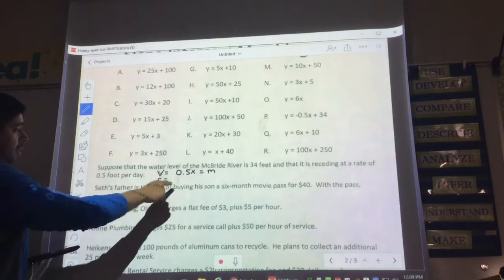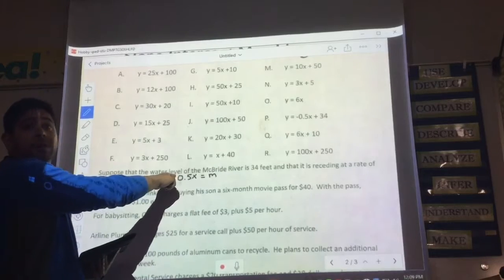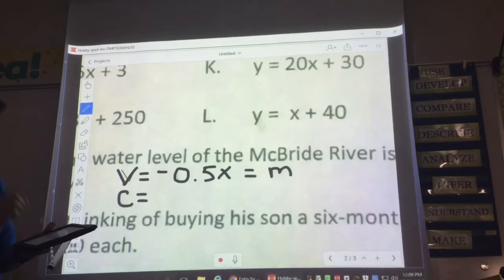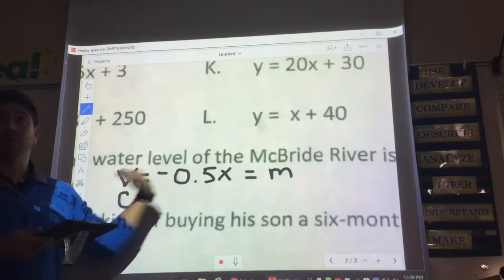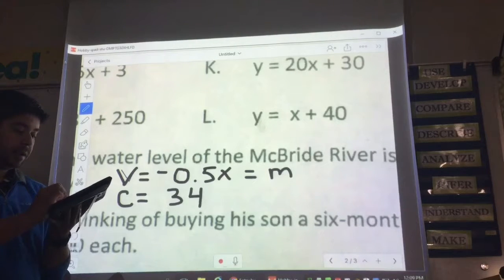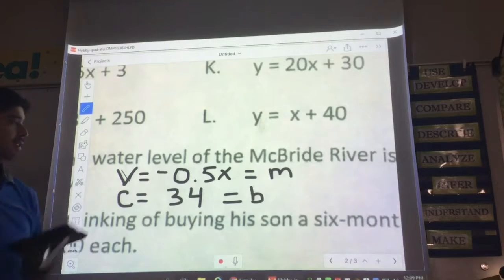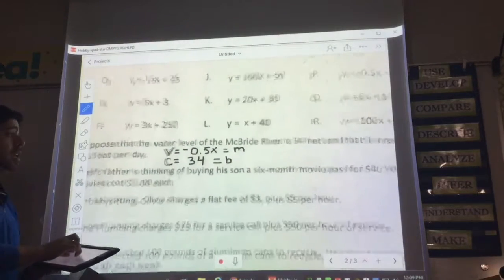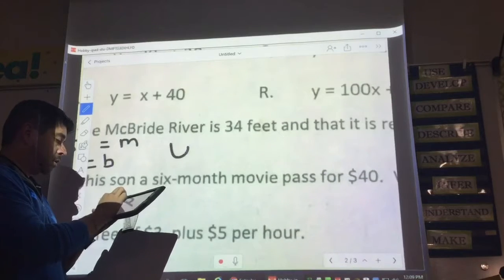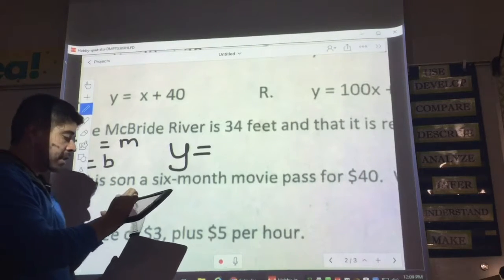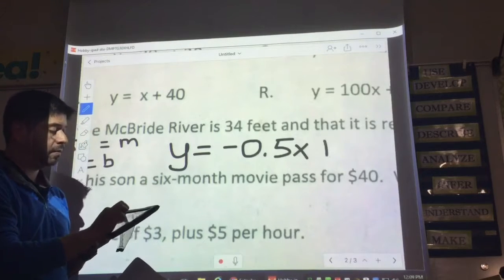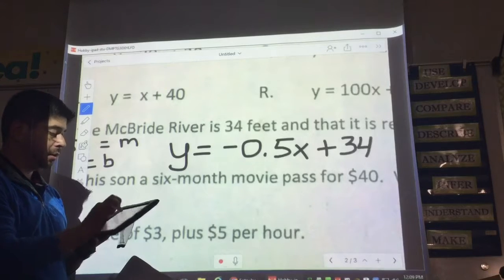So, this is going to be a negative slope. So right here, I'm going to put my negative sign in front of that. And then the constant is where the river was at, where it's already at, which is 34. So when you find that, that's the y-intercept. Once I have those two things, I can write my equation. Y equals negative 0.5x plus 34.